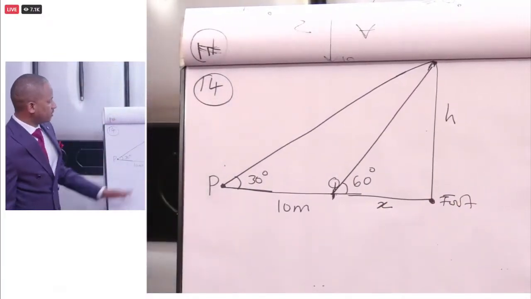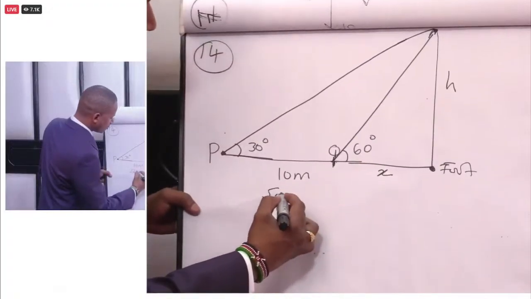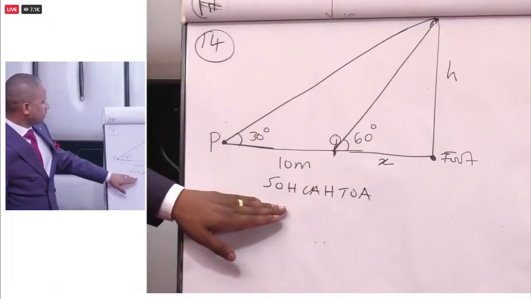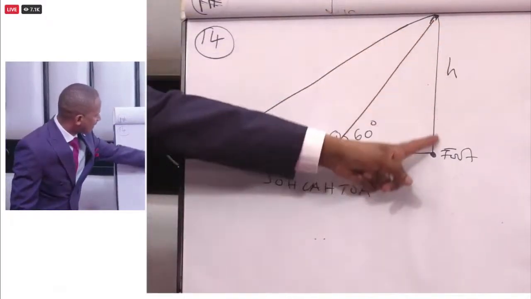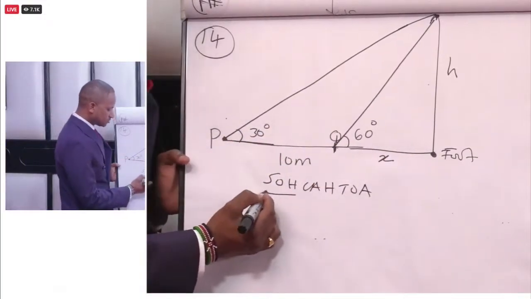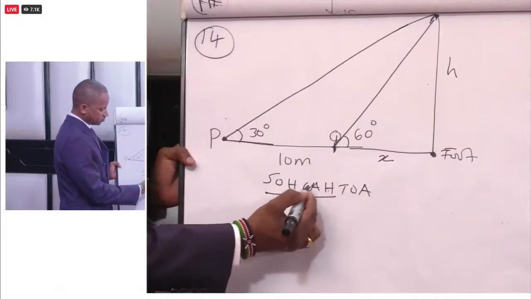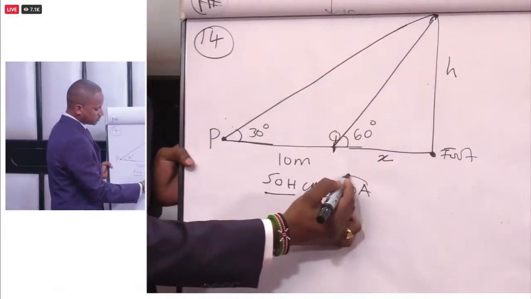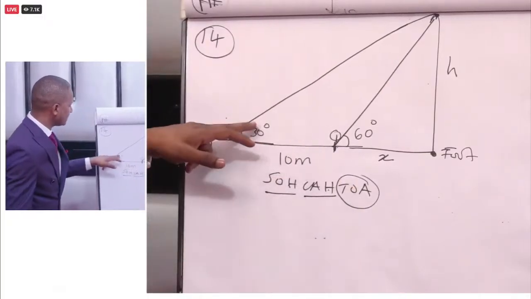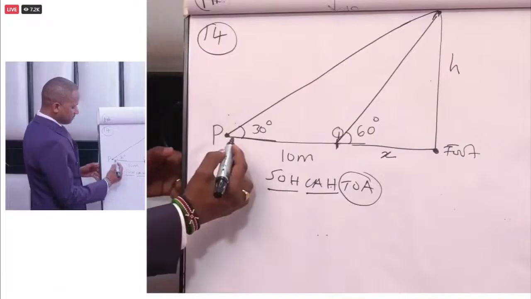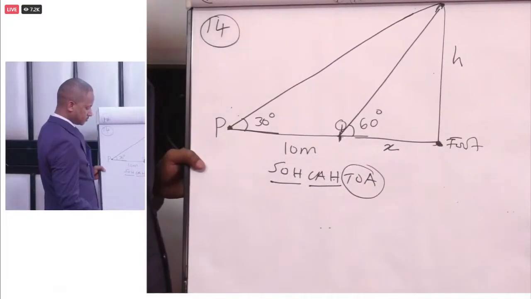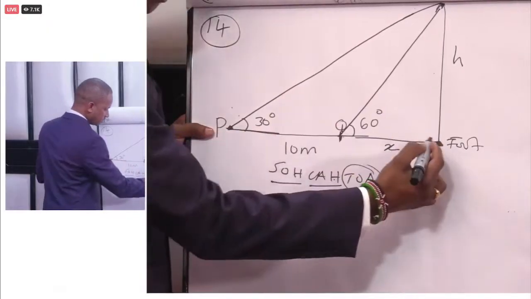So class, when you look at this, just write SOHCAHTOA. From SOHCAHTOA, we don't have the hypotenuse, but we want height. And we have the adjacent. So what fits here? Sine does not fit, cosine does not fit, because these two have hypotenuse. But what fits here is tan. So therefore, we say tan of 30, remember from P to Q is 10. Then from Q to the foot, we put it as X. So therefore, from P to the foot is x plus 10.